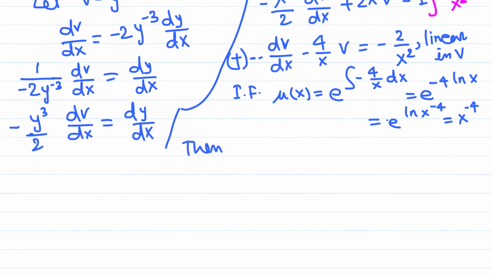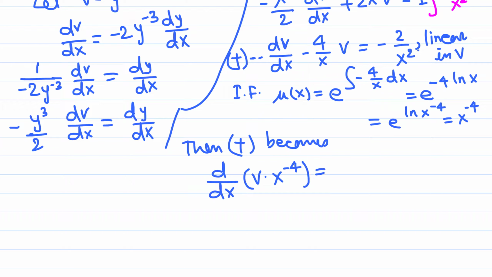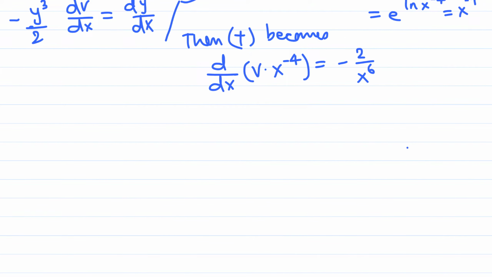After we find the integrating factor, this equation becomes: the left hand side will automatically be d over dx of the dependent variable times the integrating factor, equals the right hand side multiplied by x to the negative 4th, which is 1 over x to the 4th. So negative 2 over x squared times 1 over x to the 4th gives x to the 6th in the denominator. You might have to review linear ODEs first.